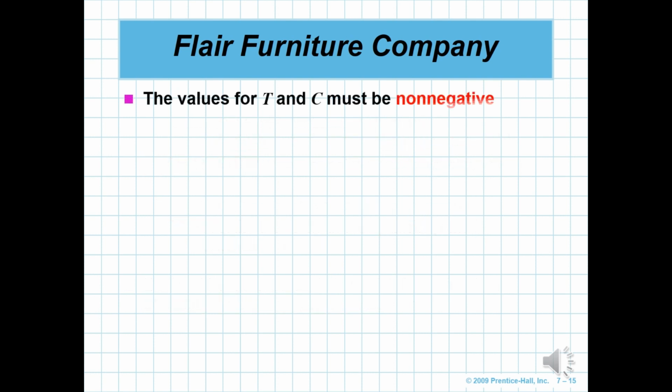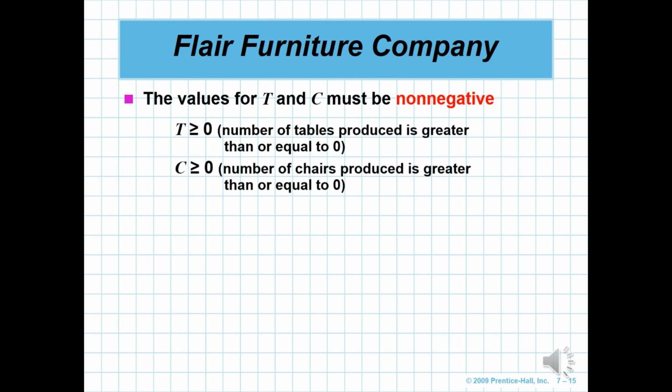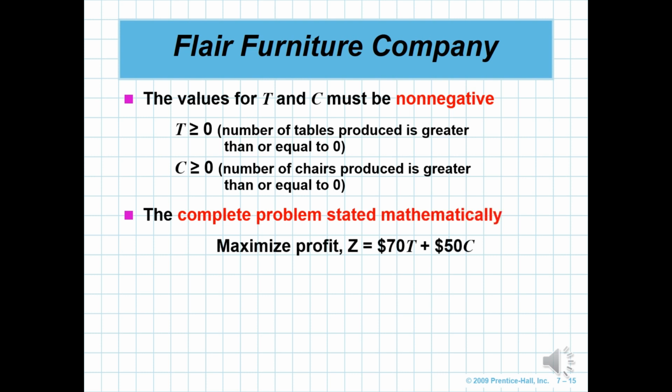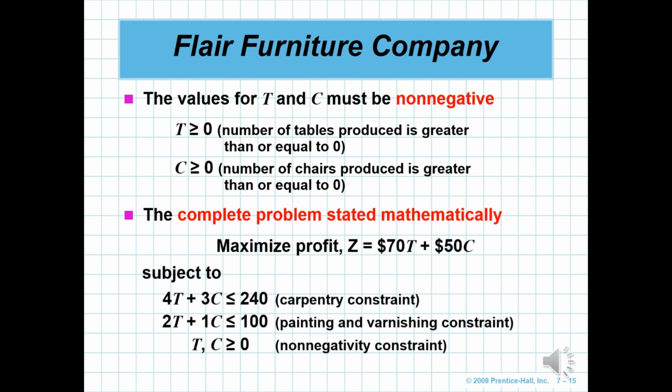Now, the assumption of the LP model. Still remember that just now I mentioned the assumption of non-negativity. We have to make sure that the total number produced of tables and chairs must be larger than or equal to 0, and cannot be a negative value.